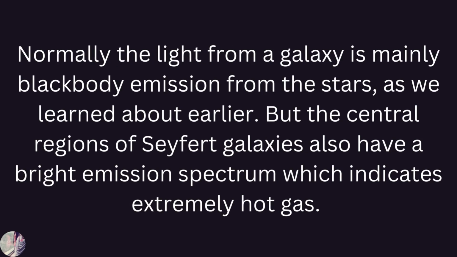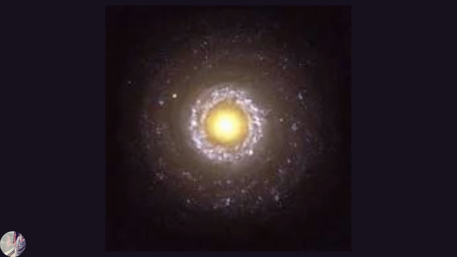Students, normally the light from a galaxy is mainly black body emission from the stars, as we learned about earlier. But the central regions of Seyfert galaxies also have a bright emission spectrum, which indicates extremely hot gas. A Seyfert galaxy is represented by this image.